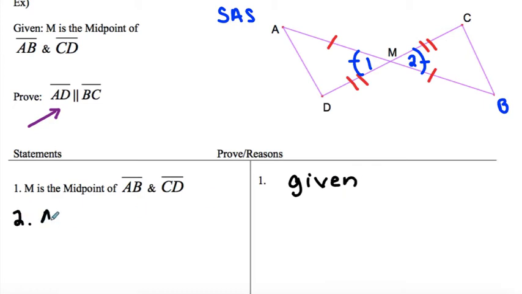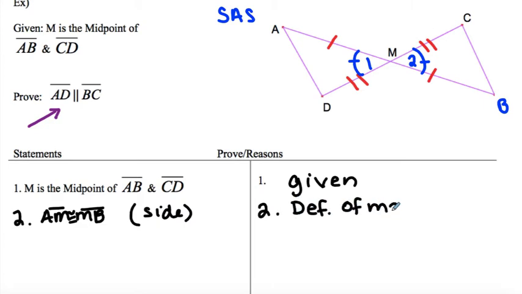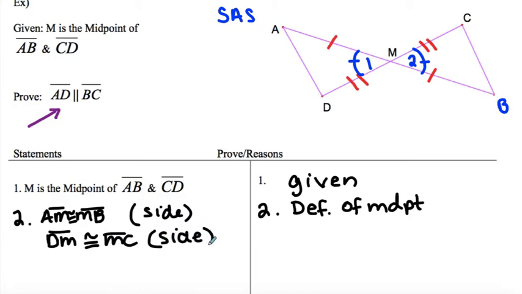I can then say that AM is congruent to MB. That's a side, because of the definition of a midpoint. And I can put the other part in that same step. DM is congruent to MC. That is also a side, and again, that's the definition of a midpoint. All right, that's two congruent pieces. I need a third, so that's where I'm going to add those vertical angles.